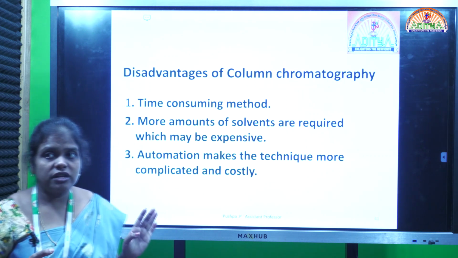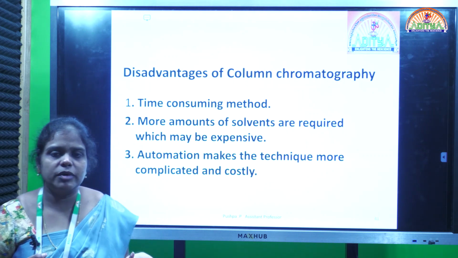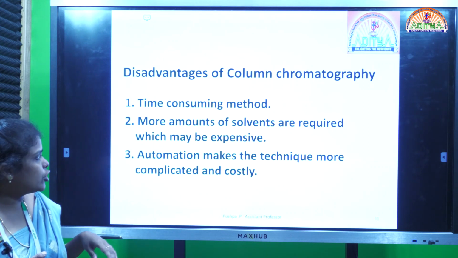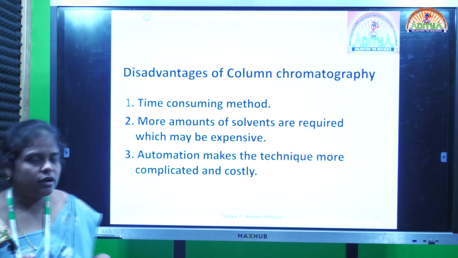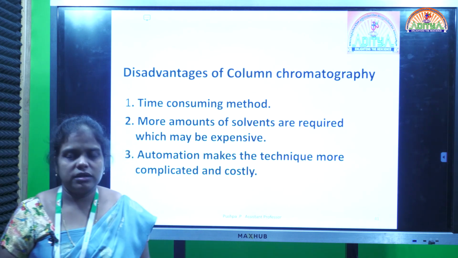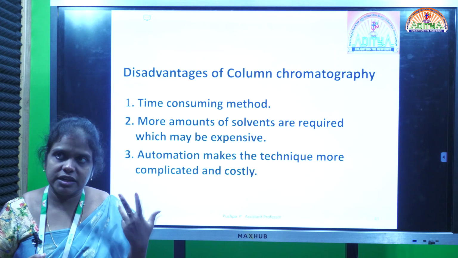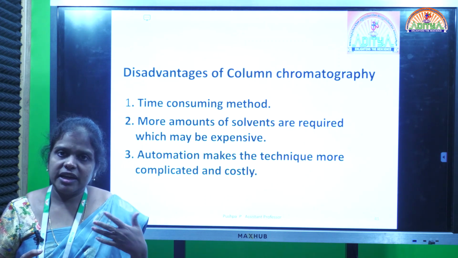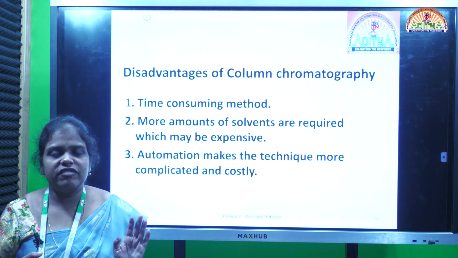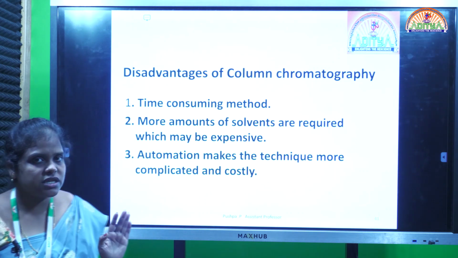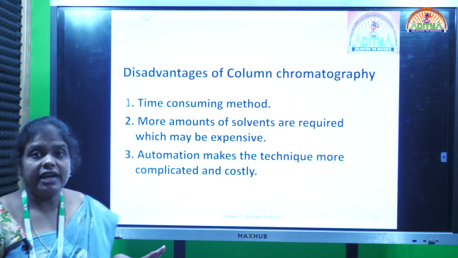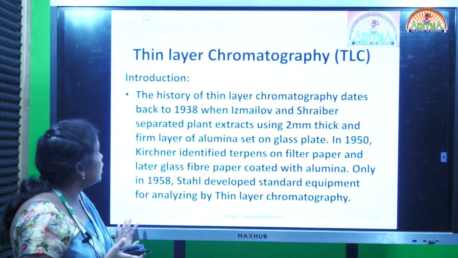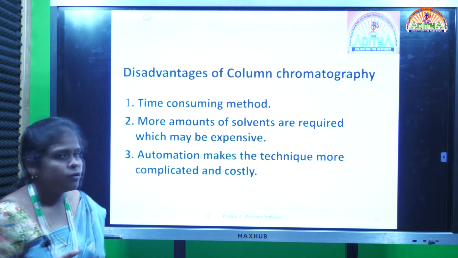And one more main disadvantage is that more amount of solvent will be consumed for the process, and automation makes the technique more complicated. We can make this column partition chromatography, which is manual, automated, but when we are doing this as an automated process, it will be more complicated and also costly. These are the things which are happening in the column partition chromatography. Okay, thank you.